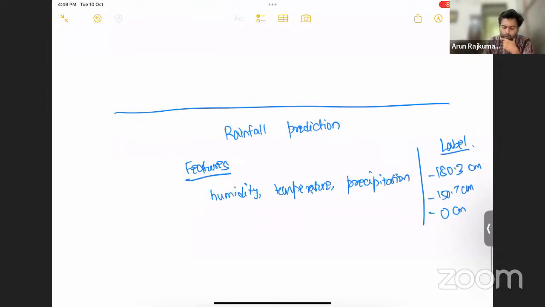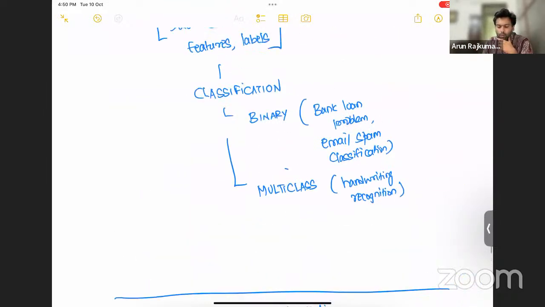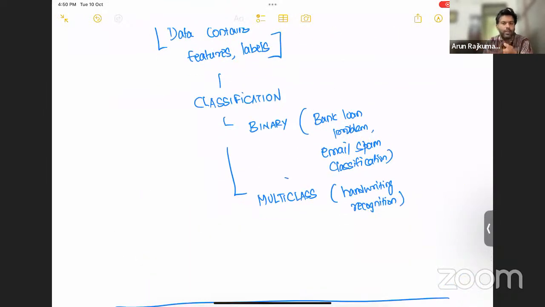So now for a new day, right? For today, let's say I collected humidity, temperature, and precipitation, and I want to make a prediction. How much will it rain? Not whether it will rain or not, rather how much will it rain, right? So the number. So now, would it be a binary classification or a multi-class classification problem? Would it be one of these? What would it be? Anything that we have seen so far, or would it be something new?